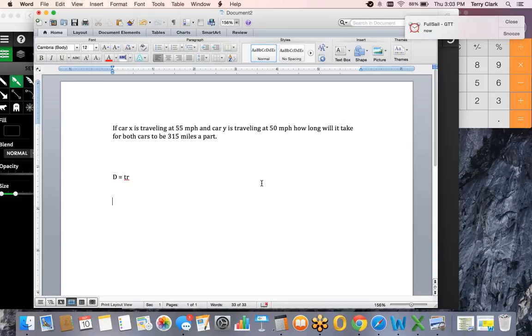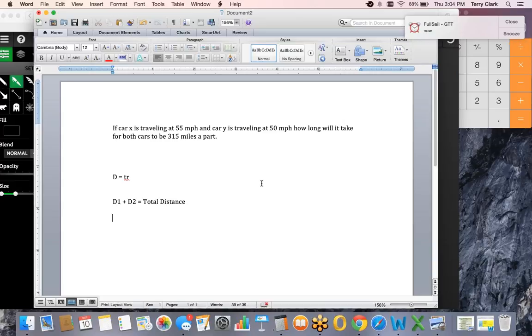Now the way I'm going to solve it is I'm going to say, well, one car is going to cover a certain distance. So that's going to be distance 1. Another car is going to cover a certain distance. That's going to be distance 2. And then they're going to equal the total distance apart. Okay, so that's the way I'm going to set it up.